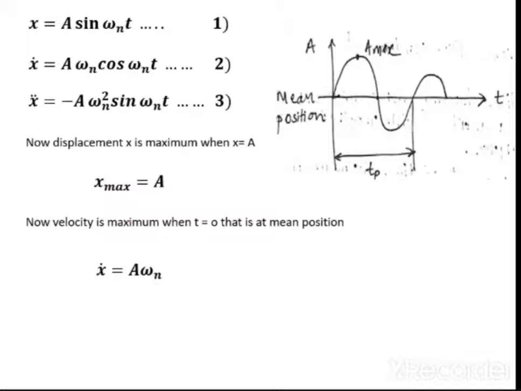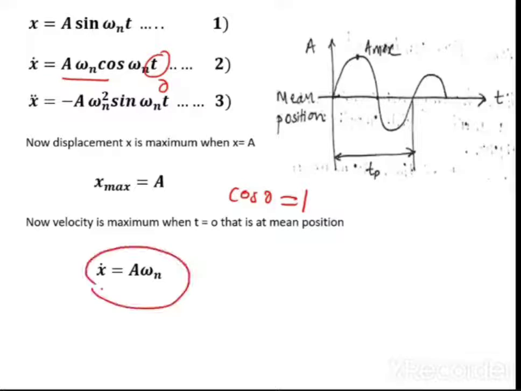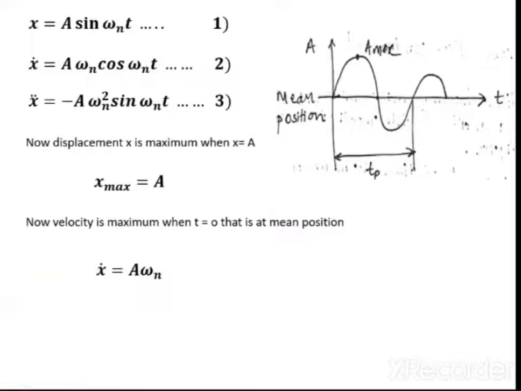So put t is equal to 0 in x dot. What will you get? cos 0 is equal to 1. So what is x dot? A into omega n. So x dot is nothing but a into omega n. Okay. So now I have got two conditions, one is x dot max and one is x max.